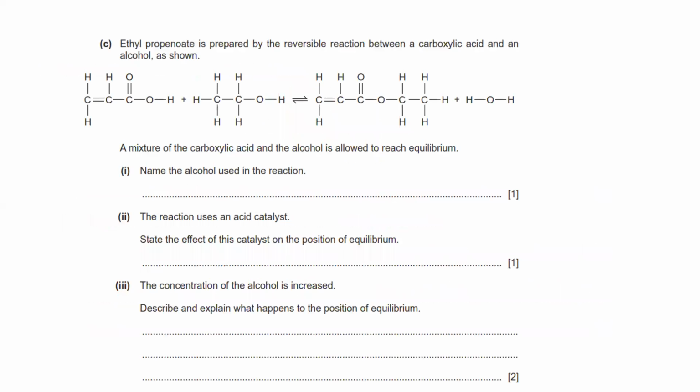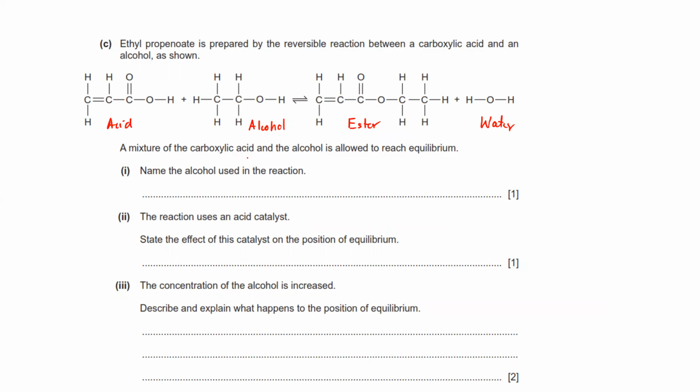Okay, part C, it says ethyl propanoate is prepared by reversible reaction between a carboxylic acid and an alcohol, and that is shown here. So this is an acid, this is alcohol. So this is an ester, and this is water. So this is what's happening. So it's an esterification reaction.